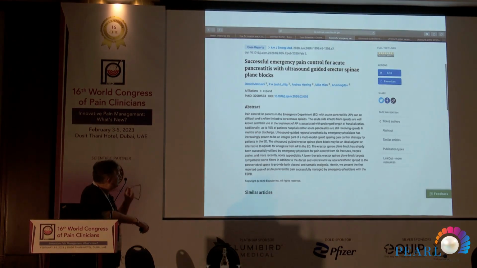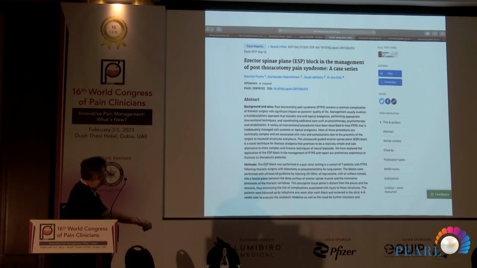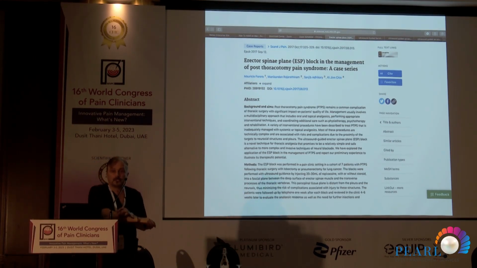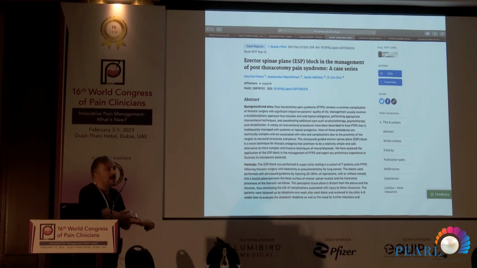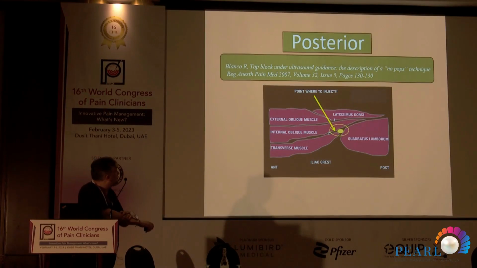Now, you can see here how this ESP block, this is an abbreviation of this block, was also used to treat acute pancreatitis successfully. And you can see here how it was also treating post-thoracotomy pain successfully. So you will get hundreds and hundreds of papers by now claiming the good effects of these blocks. So it's something you cannot ignore for sure.